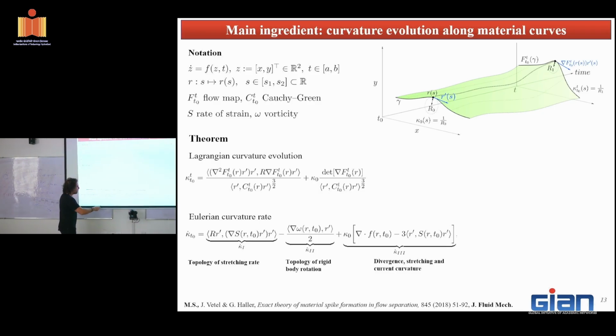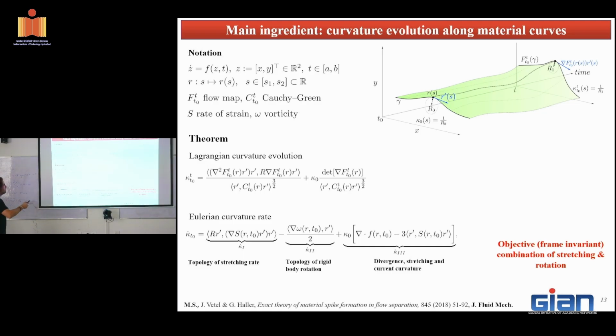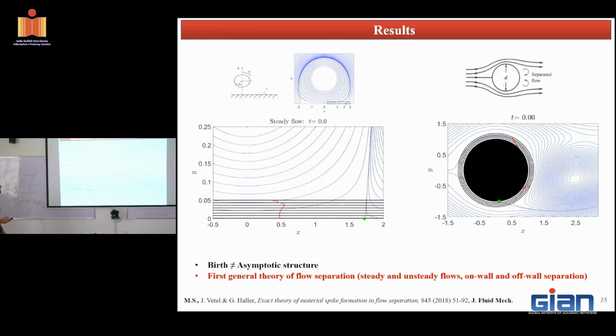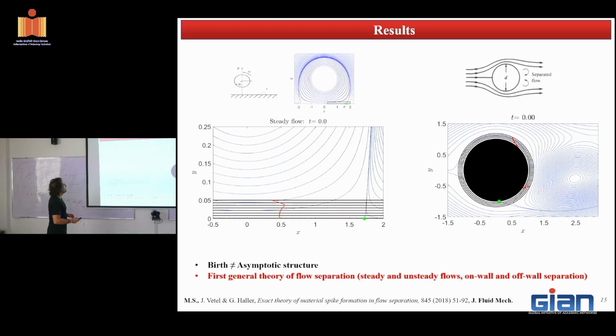And then you have other properties like the divergence of the velocity, the stretching, and this is a very interesting formula that is objective, frame invariant, and combines stretching and rotation, okay? So now you use these results, and I skip the way you compute the backbone of separation, but this is what you get.